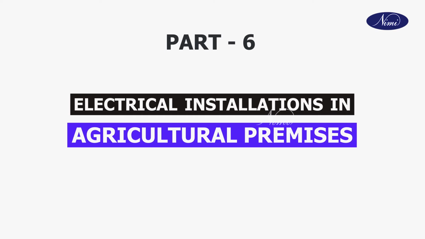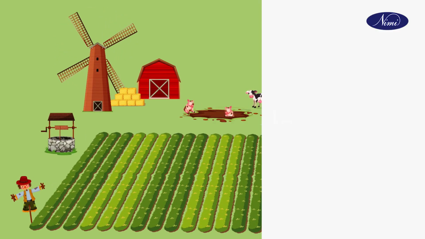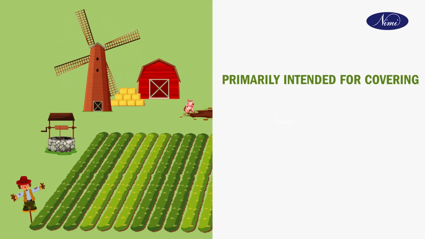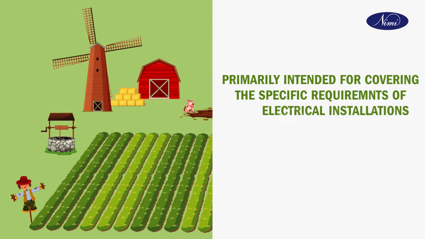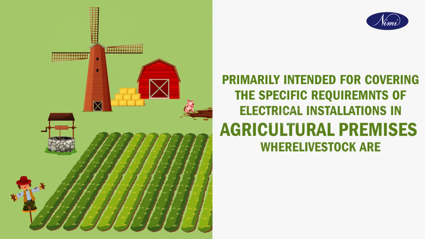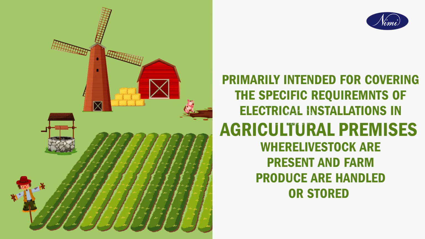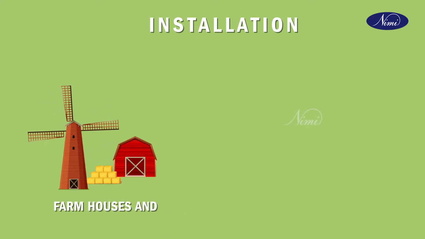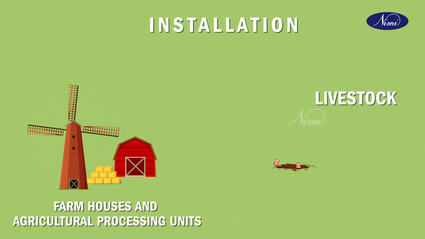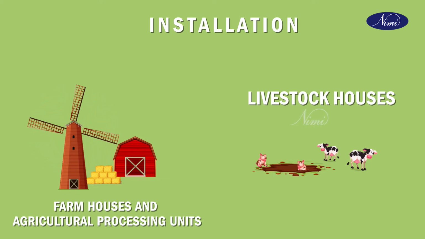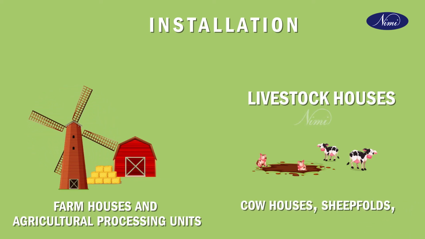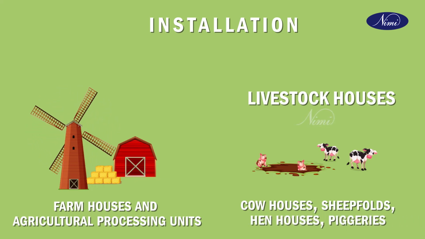Part 6, electrical installations in agricultural premises. This part of the code is primarily intended for covering the specific requirements of electrical installations in agricultural premises, which include premises where livestock are present and farm produce is handled or stored. Installations in agricultural premises shall be broadly classified into farmhouses and agricultural processing units, and livestock houses. Examples of such premises are stables, cow houses, sheep folds, stalls, hen houses, piggeries, etc.